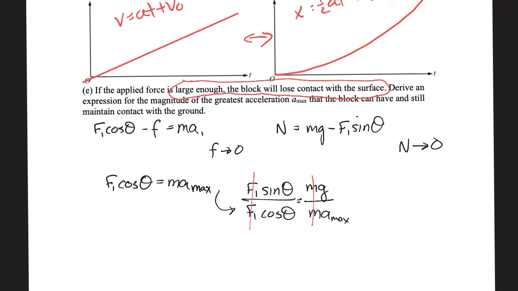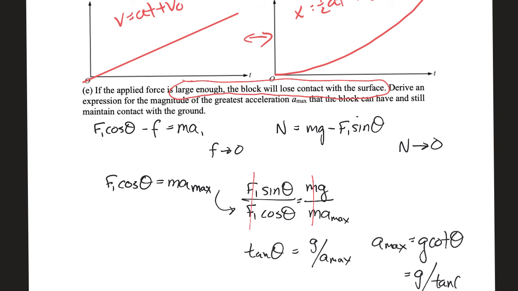So we've created the condition where F1 was great enough to deal with the mass. What does that give us for A max? By the way, sine over cosine is tangent. So tan theta equals g over A max. So A max equals g cotangent theta. Just cross multiply. You could write this as g divided by tangent theta too, that's fine.